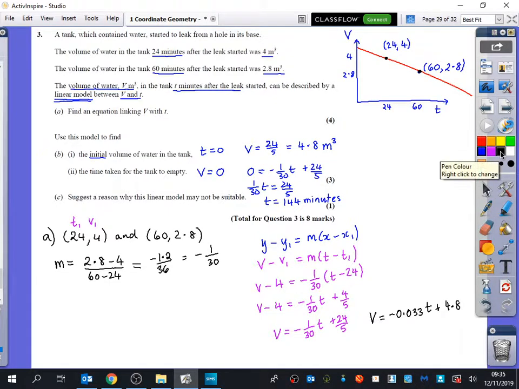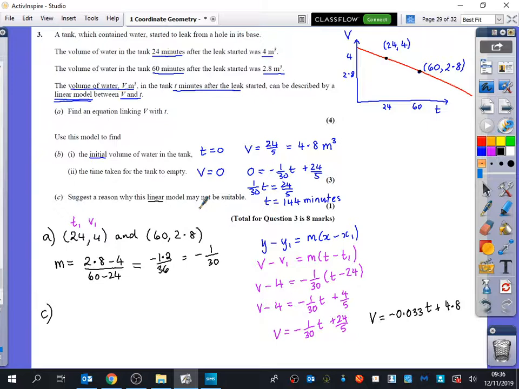And then we've got one last bit to answer, which I'm probably not going to fit up there. I'm going to have to probably squeeze it down here. It says, suggest a reason why this linear model may not be suitable. If you've got a bath in your bathroom, do you notice anything about the way, when you take the plug out of the bath, what happens to the water? It goes at a different pace. When does it go faster? When it's more full, it goes faster. Do you know why it goes faster when it's more full? Yeah, because there's more pressure on it.